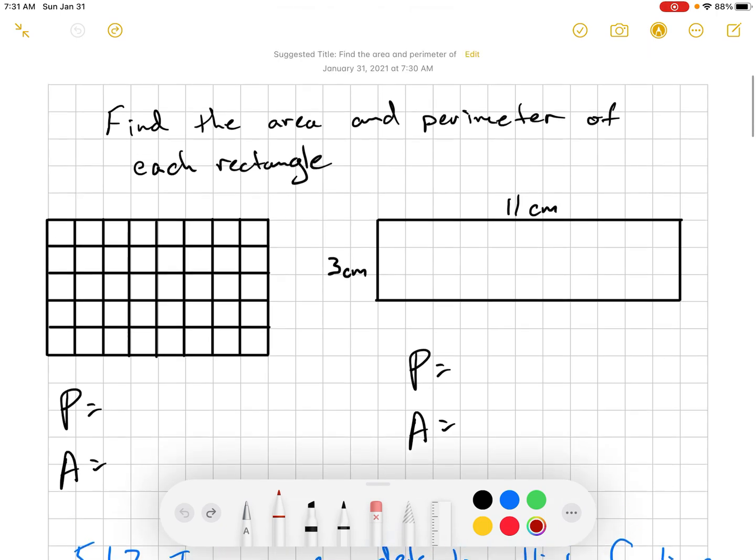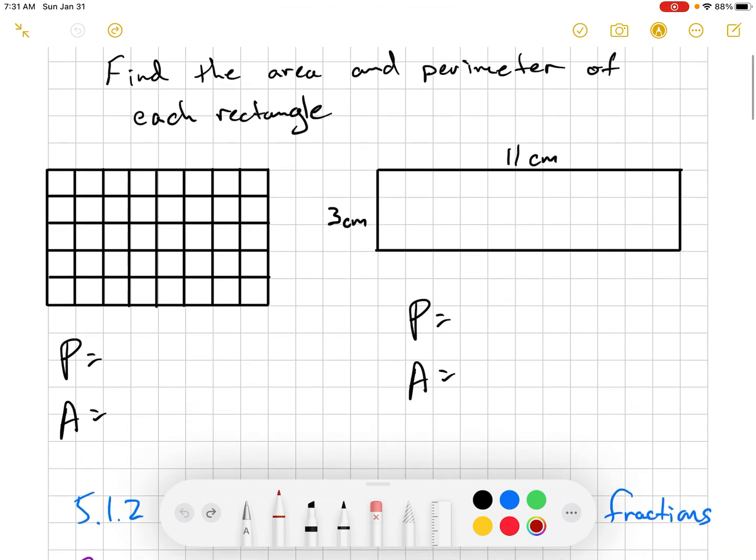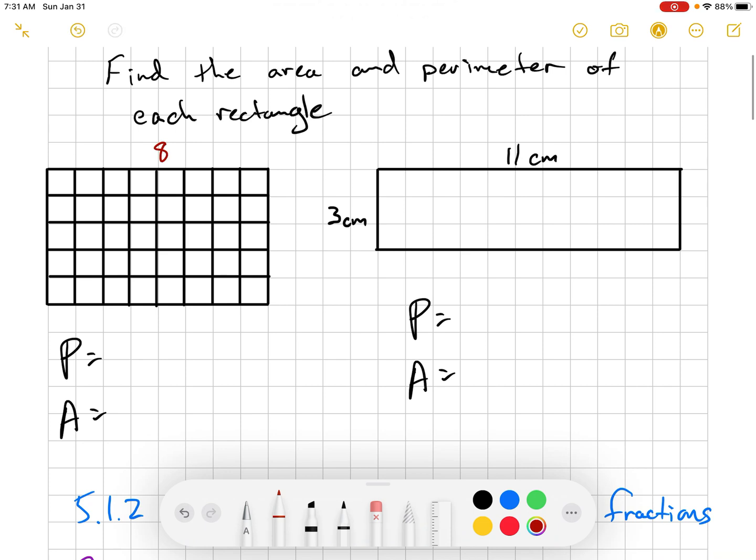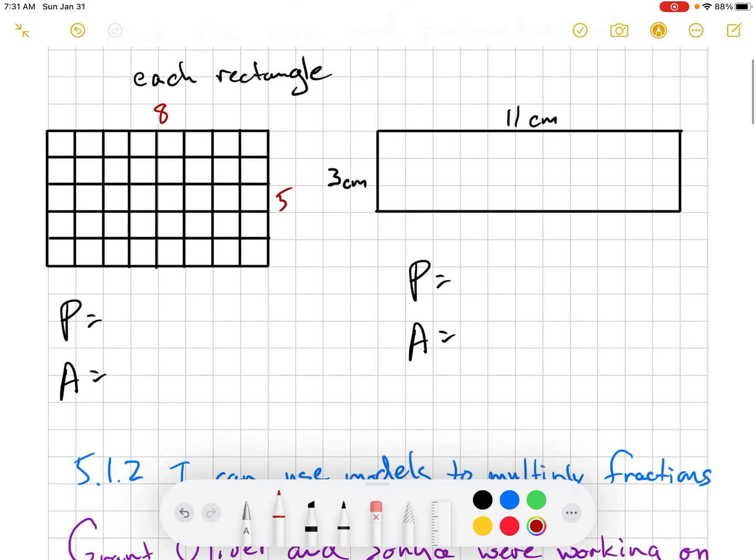So very quickly, this is an 8 by 5. And the perimeter then is 8, 8, and 5, 5. We add all of those up. And what do we get? We get 26, right? 26 what? Oh, 26 units.